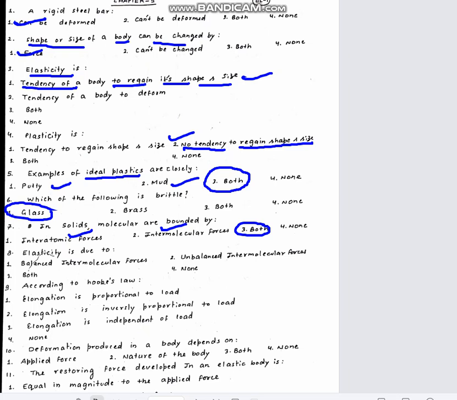Next is, elasticity is due to, so it is due to unbalanced intermolecular forces. When the equilibrium position of the atoms holding a solid are disturbed, then they orient themselves in a way so as to achieve minimum energy state. So second is correct over here.